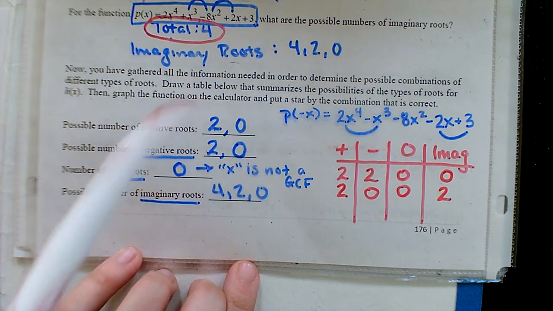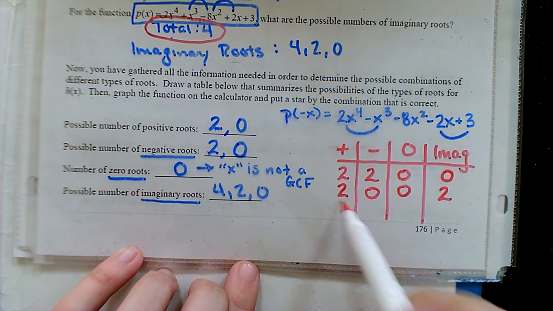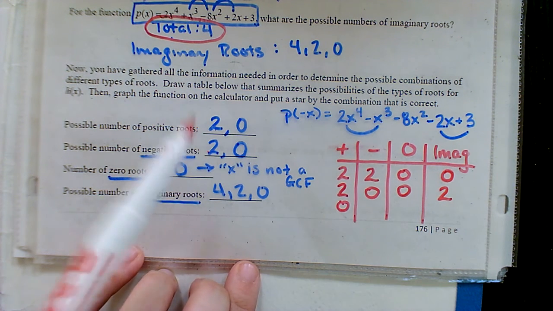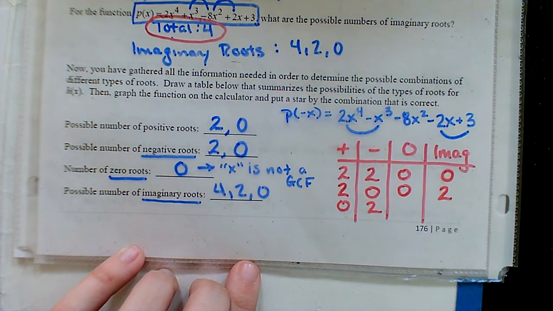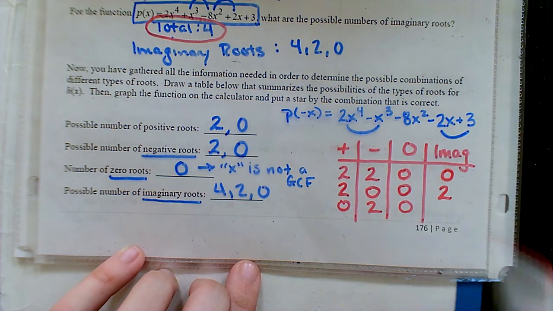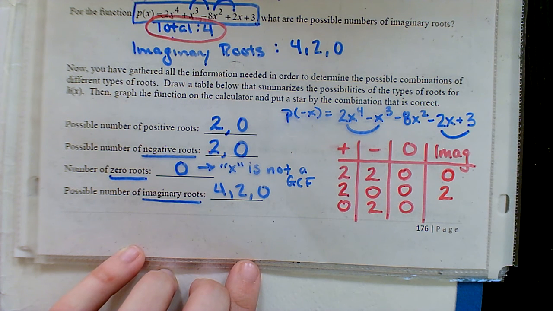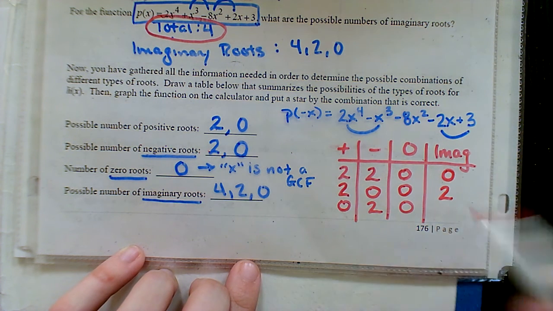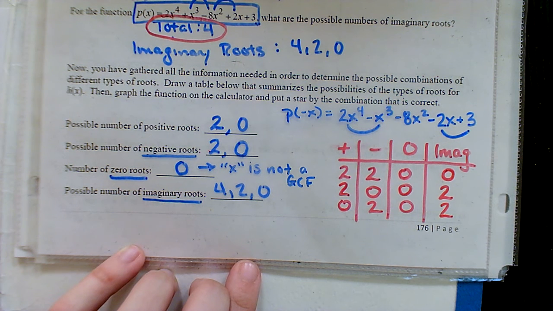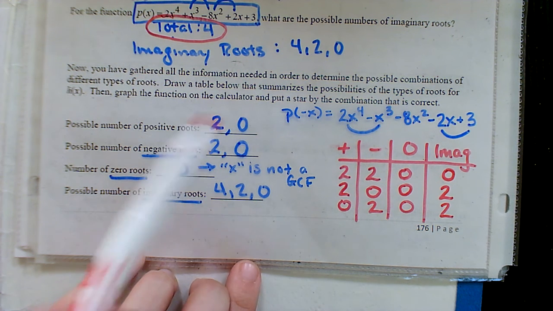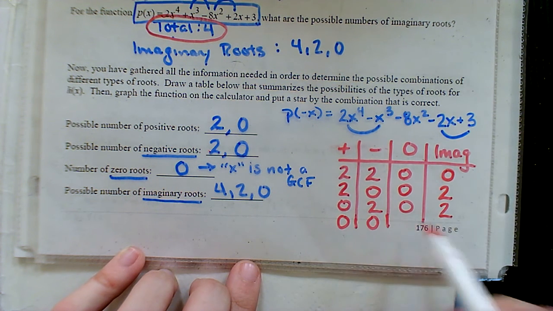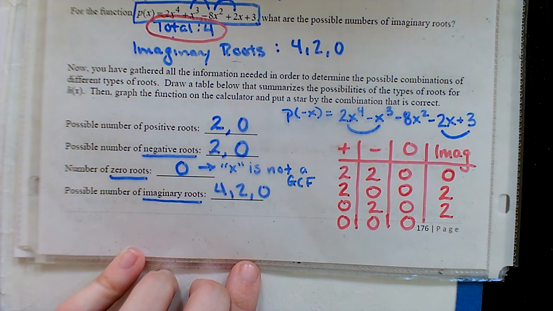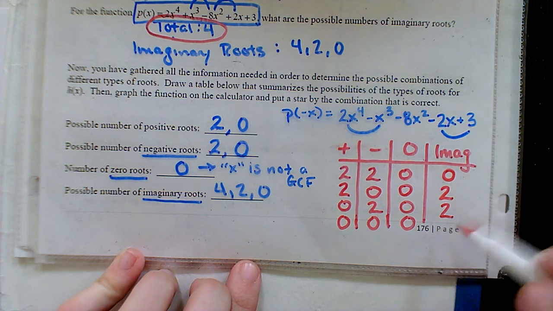Let's go ahead and try another combination. Maybe we have 0 positive roots. Maybe 2 negative ones. We'll always have none at the origin. So what's the possibility for imaginary? Yeah, 2 again. Okay. And maybe the last combination that's possible, we could have 0 positive, 0 negative, none at the origin. So how many imaginary? Yeah, 4.